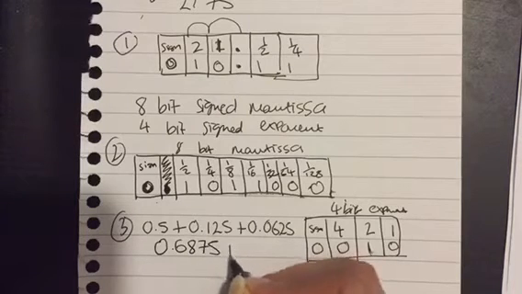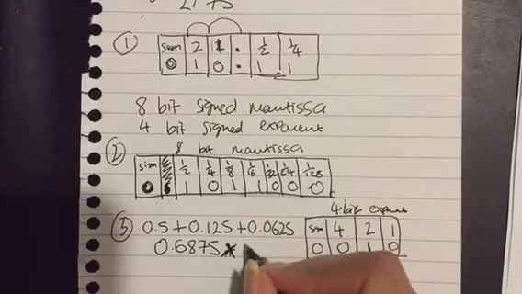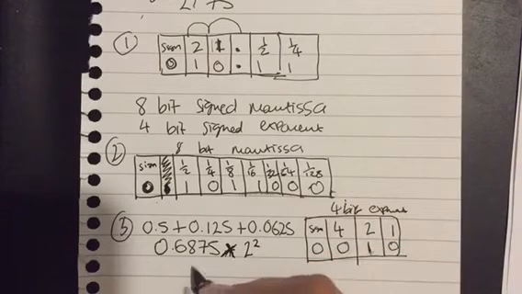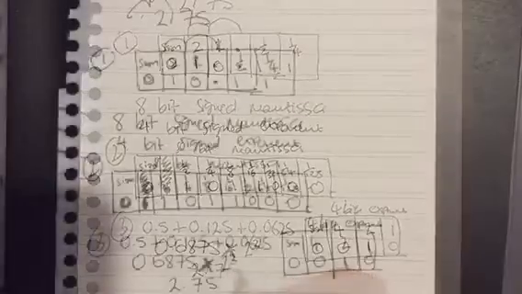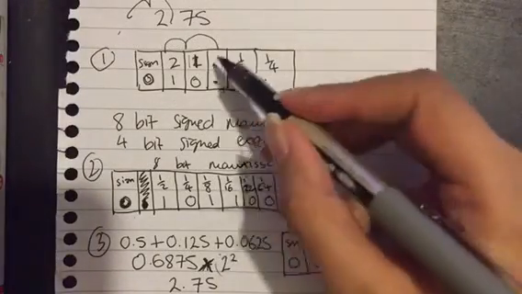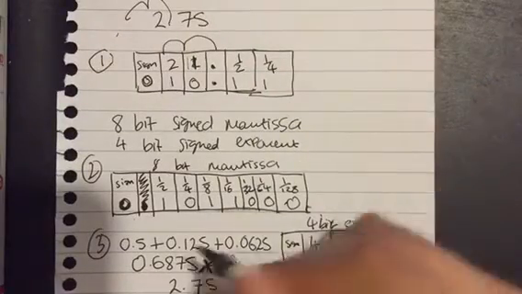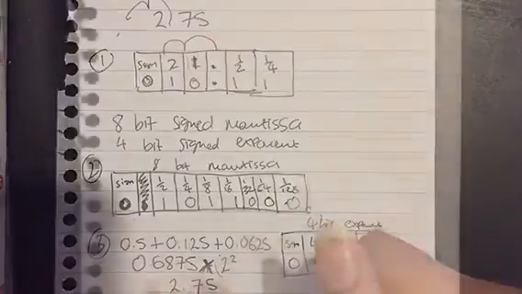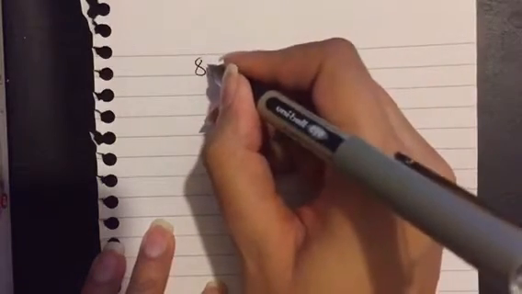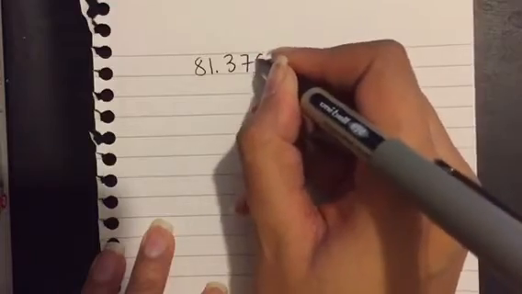0.6875. And then we're going to multiply it by 2 to the power of 2, which should give us 2.75. The reason why we multiplied it by 2 to the power of 2 is because, remember, we moved the decimal places back 2 places, so the exponent was 2. Okay, so we're going to do another example, which is a bigger number, which will be similar to your exam paper. So let's think of 8.1375.